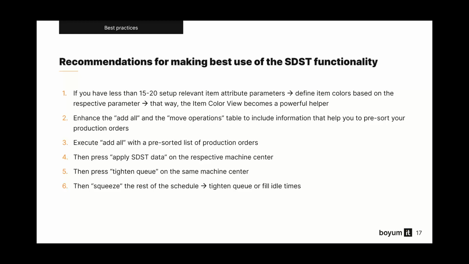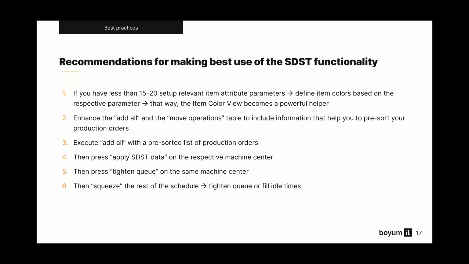Then they are in the schedule, and then we have to tell the VAPS, hey, now actually you need to take different data. Now you don't need to take the data that you find in the production or routing lines, but you need to take the data that comes from the new master data, and this is the SDST data.